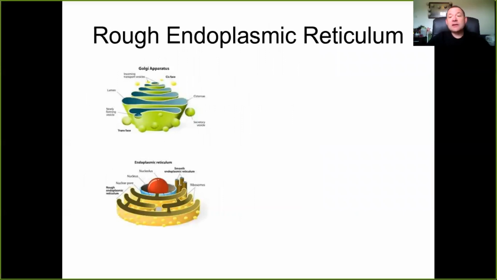Rough endoplasmic reticulum. This is the next organelle I'm going to talk about. Here we can see a Golgi apparatus and some endoplasmic reticulum. I'm going to get to the Golgi apparatus later, but these two images are here together. You can see there's a sort of similar shape. They both have membranes, and these membranes separate the inside of the organelle from the outside.